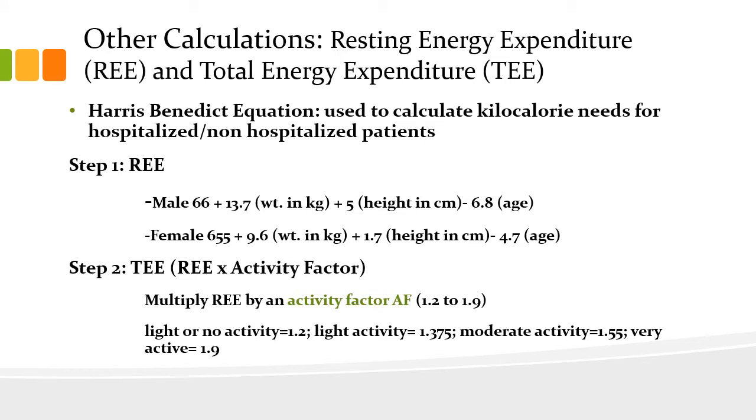The next step is to figure out the total energy expenditure, and this will be the resting energy expenditure times activity factors. Activity factors is how active is that person or patient you're doing your assessment on. Light or no activity is 1.2, light activity 1.375, moderate activity 1.55, up to very active is 1.9.